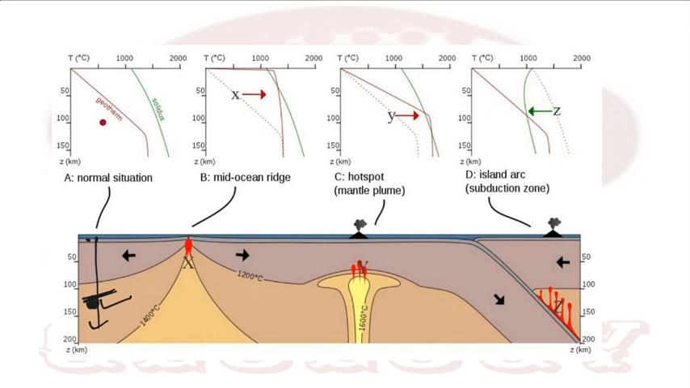Once they have melted they will generate magma, and they will rise to the surface. So those conditions occur at the midoceanic divergent plate boundary, hotspot, and the convergent plate boundary.